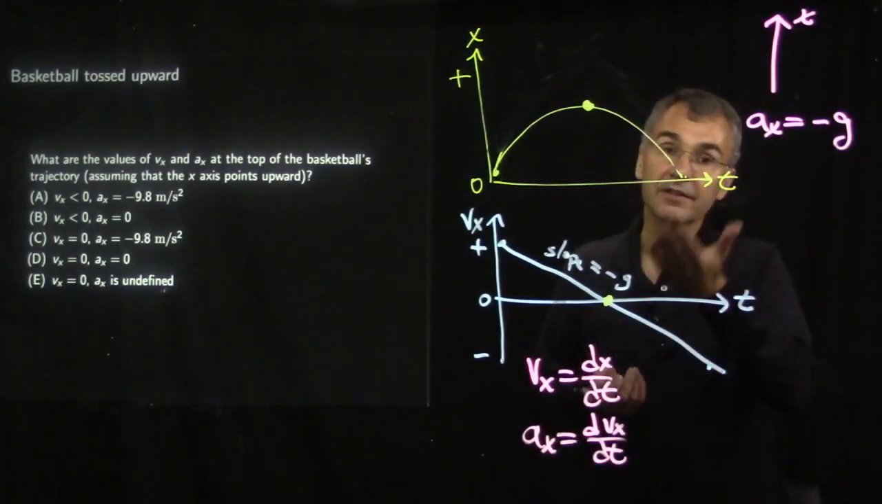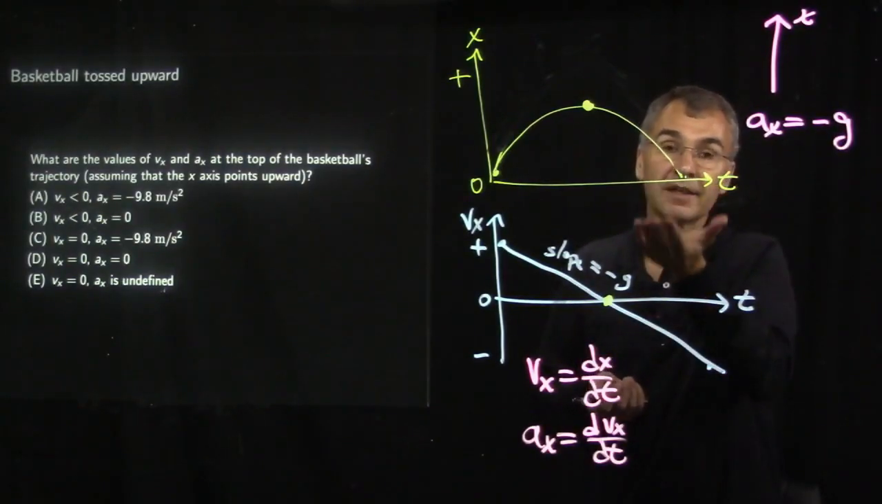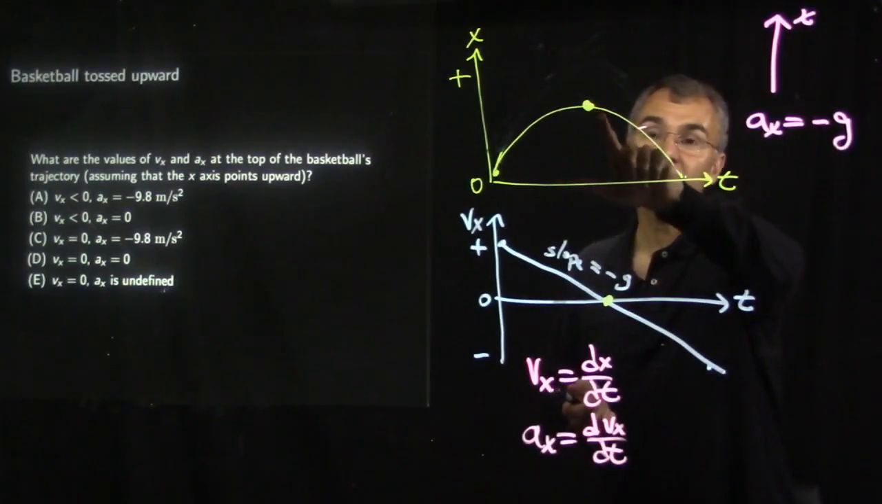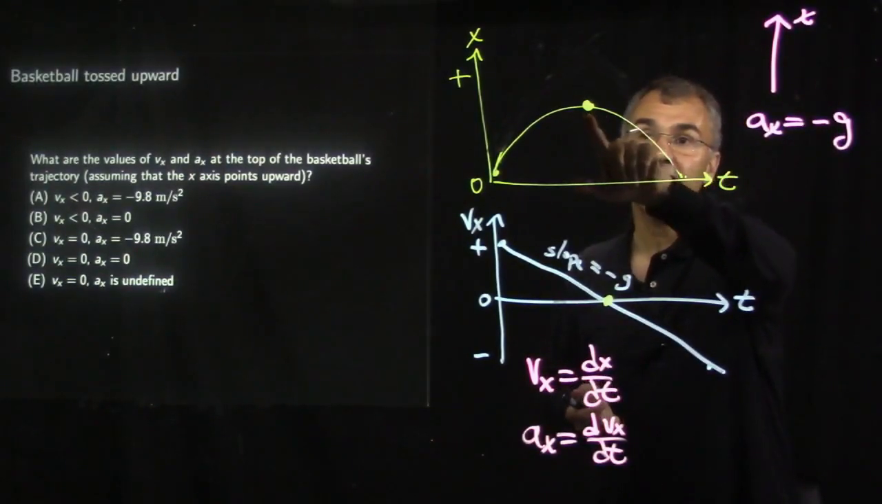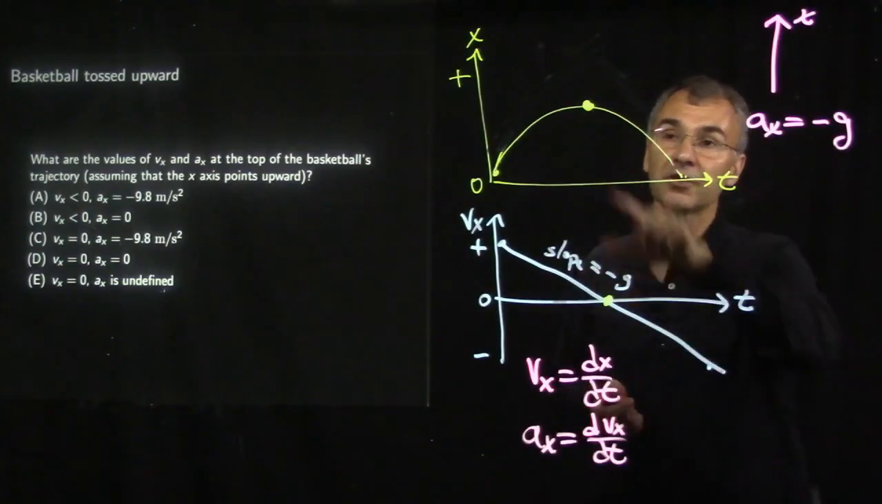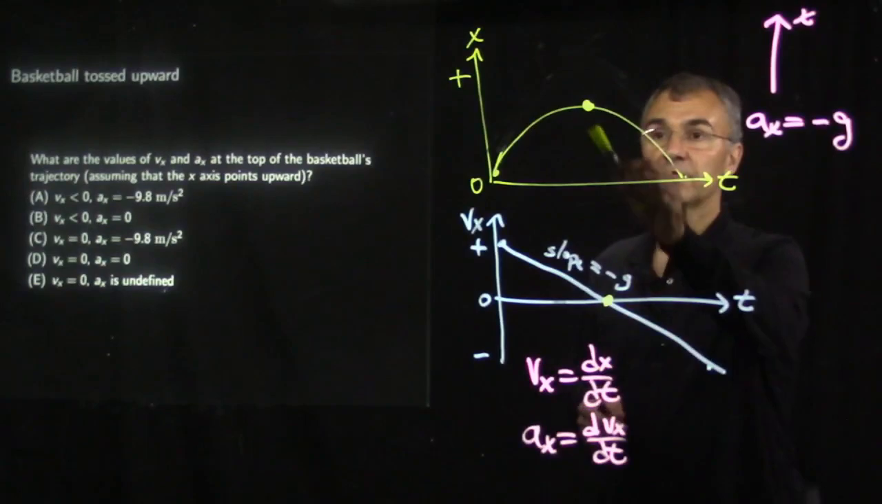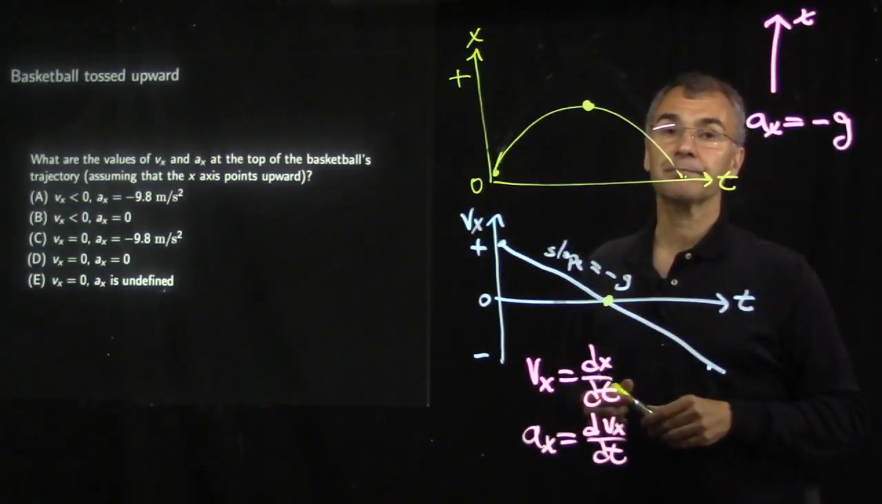But on the other hand, at the top of the trajectory, just an instant earlier it was moving upward, an instant later it will be moving downward. At that instant, it's moving neither upward nor downward. So at that instant, its velocity is 0.